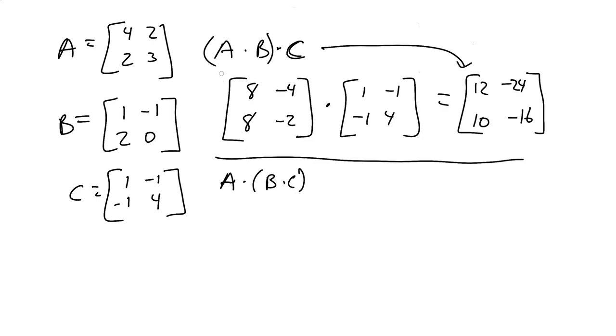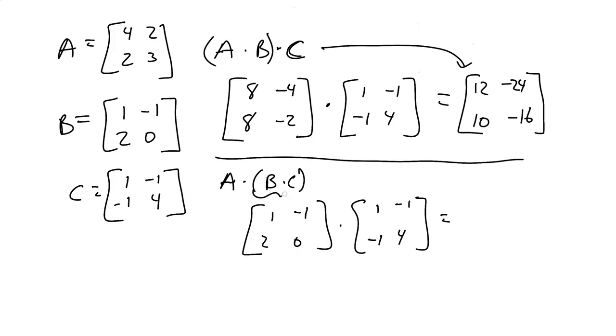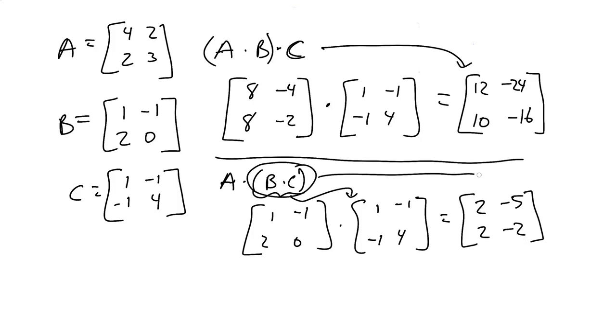Now what I want to do is I want to do A times (B times C). Okay, so it's the same operation seemingly, except this time I'm going to do B times C first. So if I take B times C, which is [1, 2; -1, 0] times [1, -1; -1, 4], and I multiply that out, I'm going to get 2, and then -5, and then 2, and then -2. All right, so that's what B times C is right there.